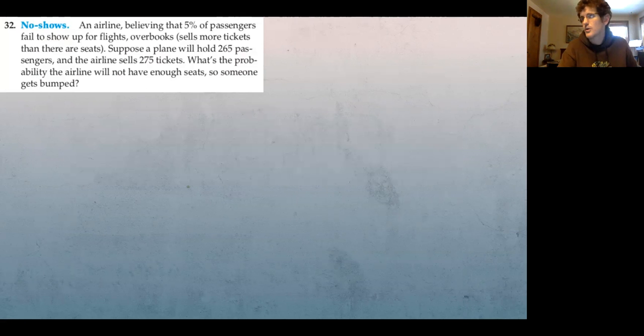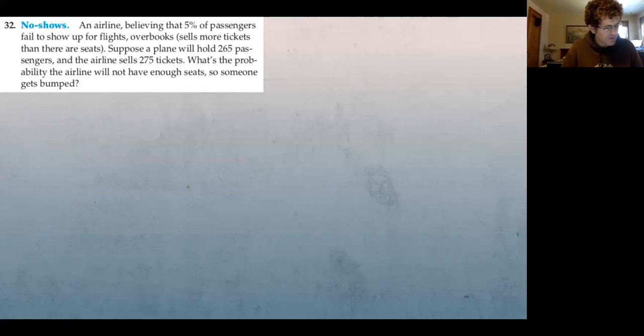So if we just look at this, we want to test the conditions before we try and answer this question. And this one might be a little bit challenging, but an airline believing that 5% of passengers fail to show up for flights overbooks and sells more tickets than there are seats. Suppose a plane will hold 265 passengers and the airline sells 275 tickets. What's the probability the airline will not have enough seats, so someone gets bumped? Okay.